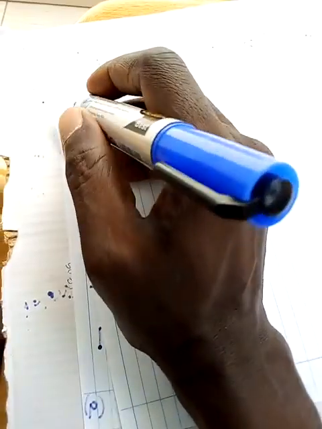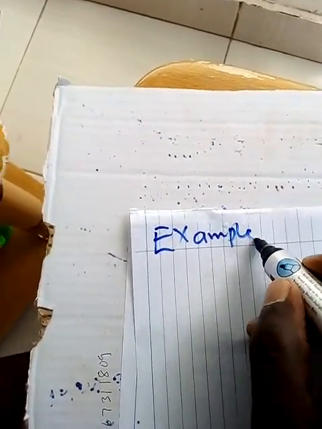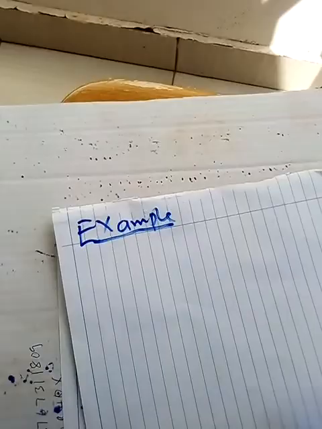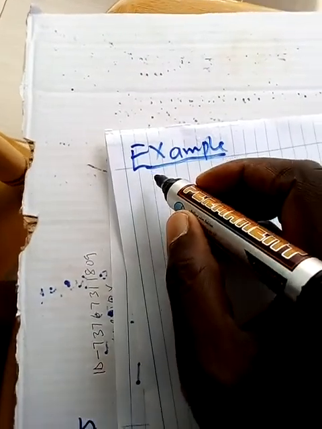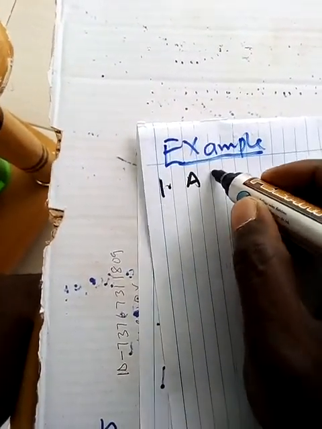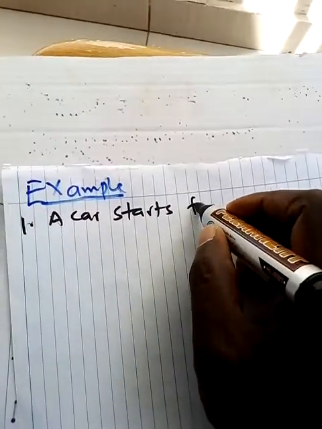Now, let us have a simple example again, to remind ourselves how we calculate acceleration. My ink is getting dry. Let me try to change to another ink. Example: number 1, a car starts from rest.